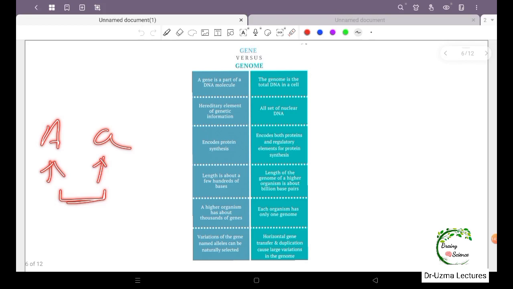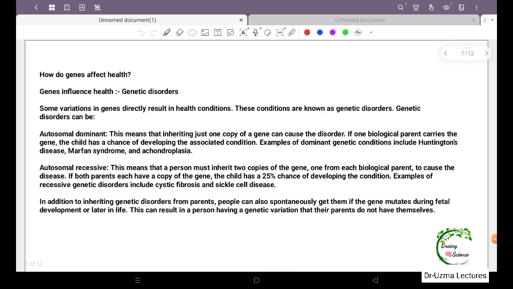How does a gene affect health? Due to a genetic disorder, and how does this condition occur? This condition can occur in two ways: autosomal dominant and autosomal recessive. What do you mean by autosomal dominant? This means that inheriting just one copy of the gene can cause the disorder.